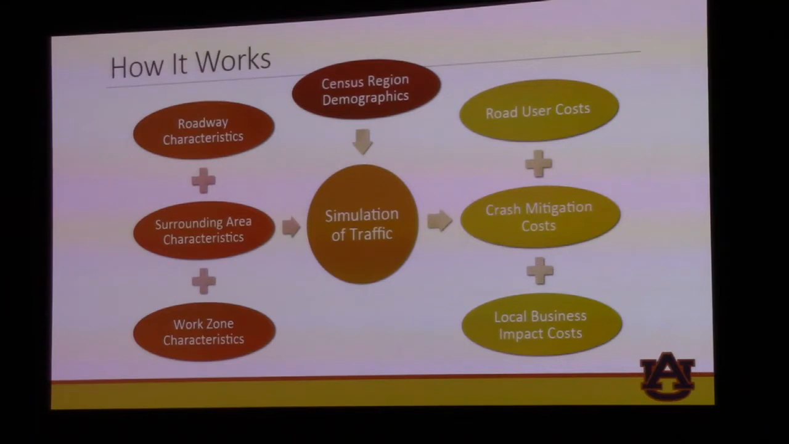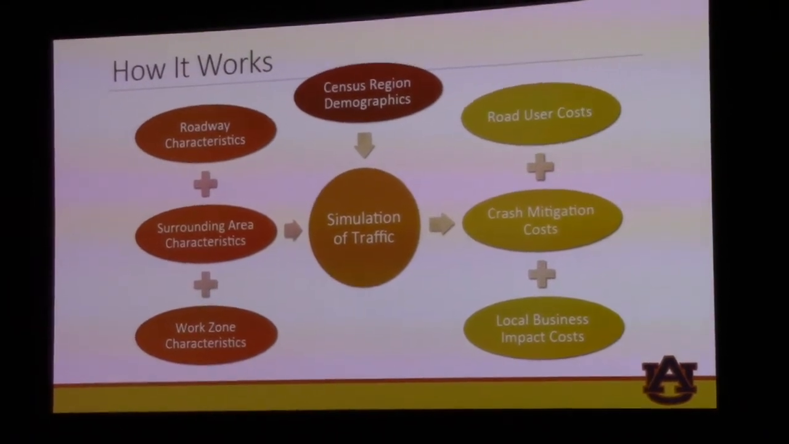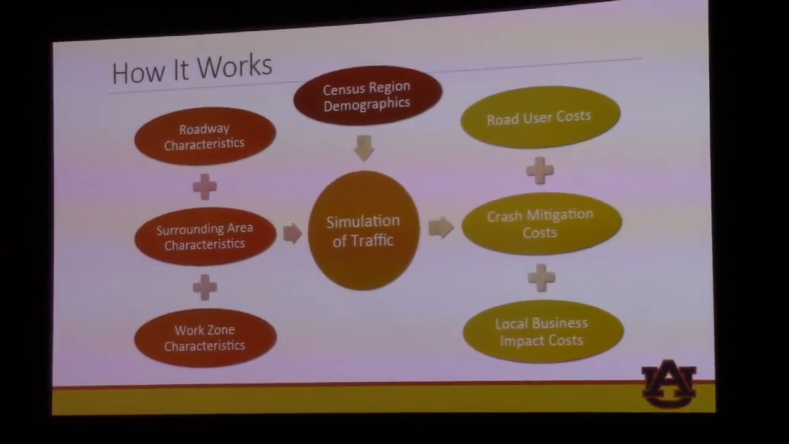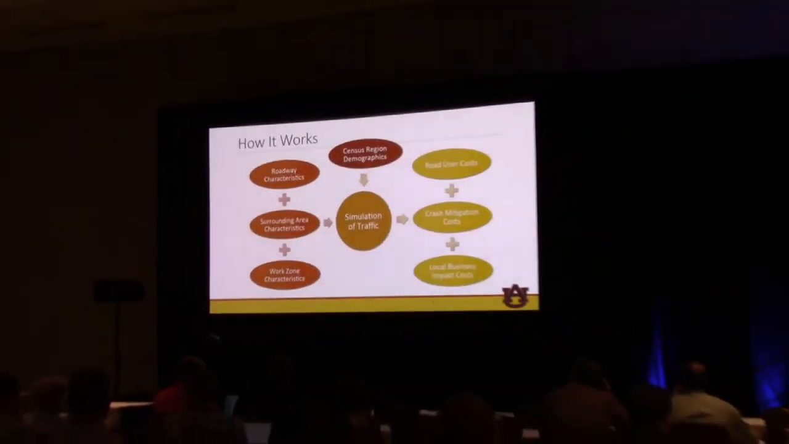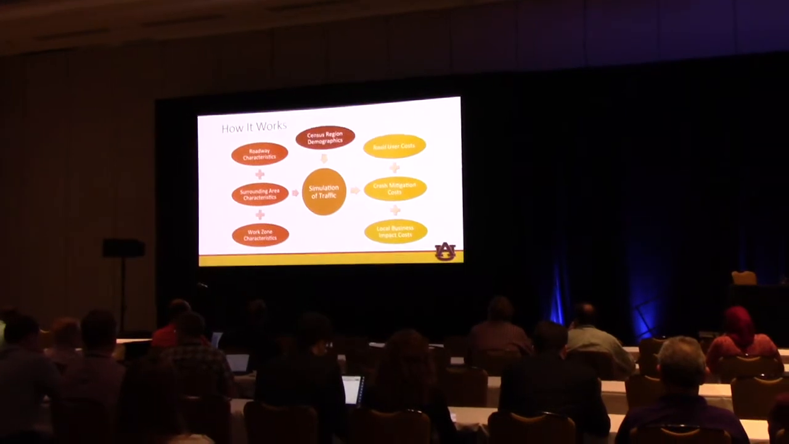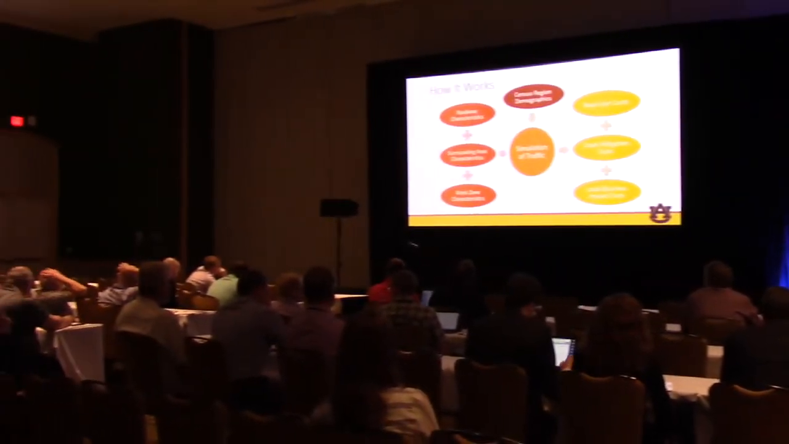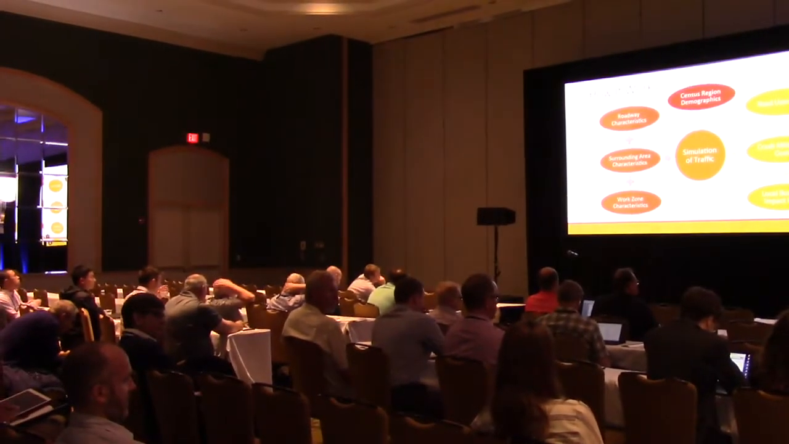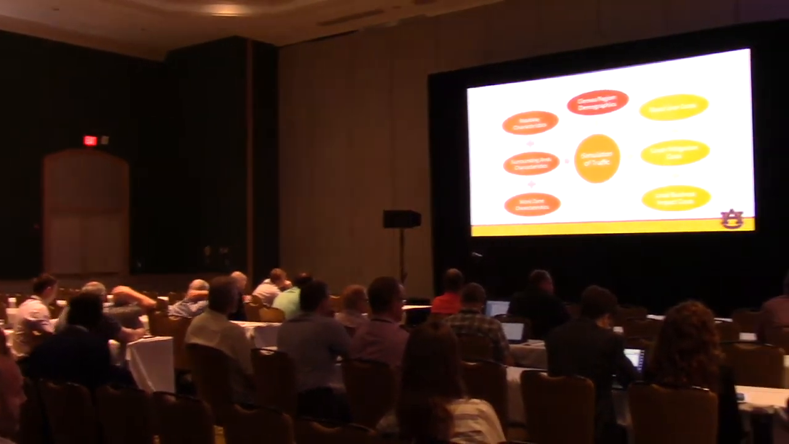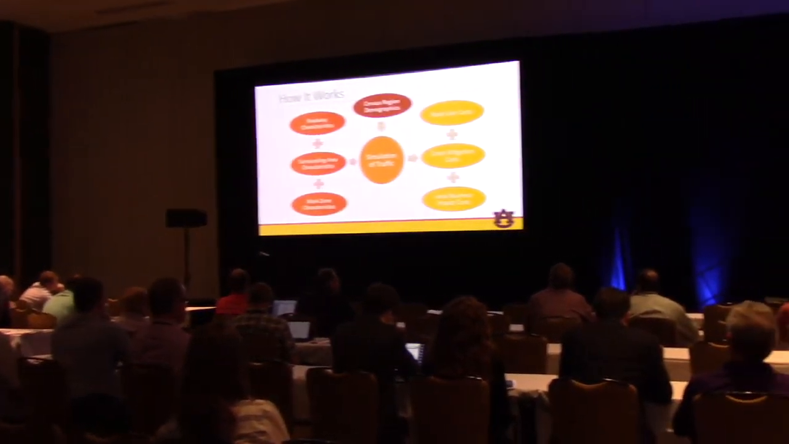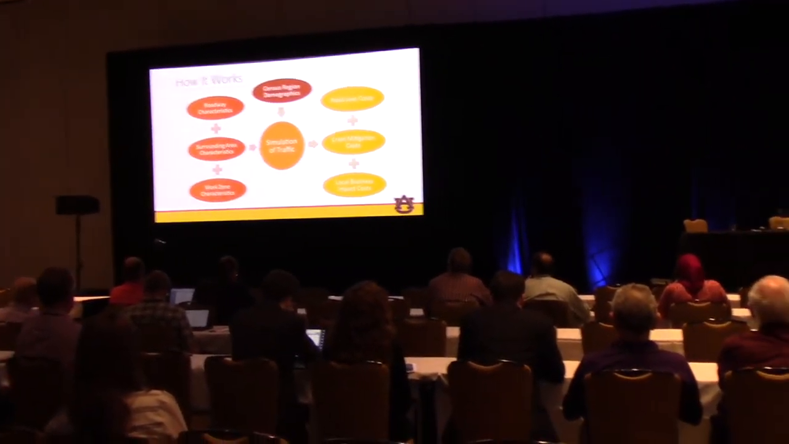And talking about time and scheduling and why all of this is important, that's where you can do kind of a play around of if I reduce the amount of time that we spend shutting down the roadway for this work zone, what are the costs? And then if I can reduce that by 50%, how much for that benefit cost ratio am I going to be saving from our road user, our crash, and our local business costs?